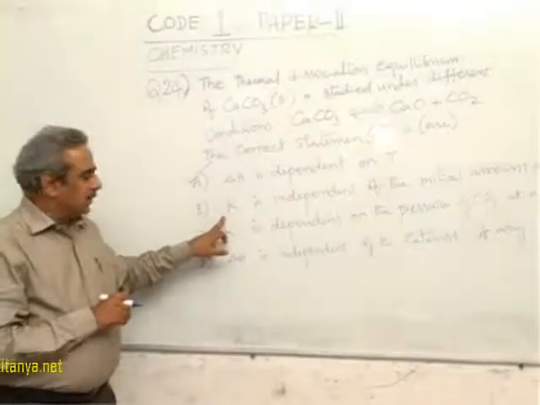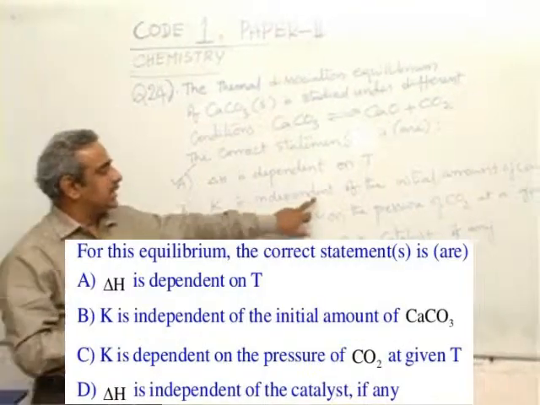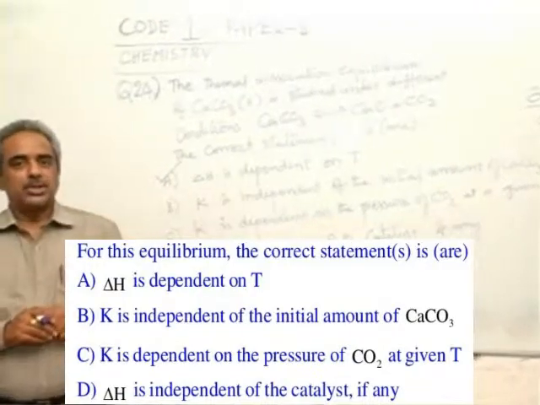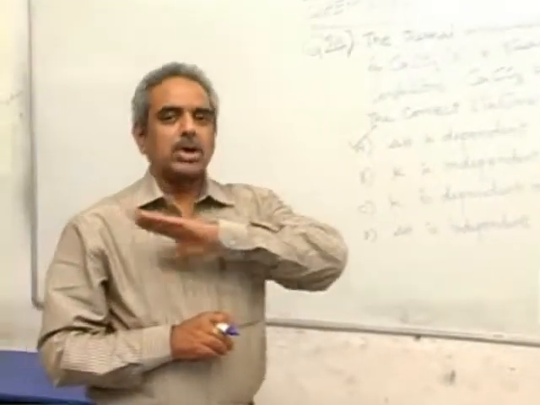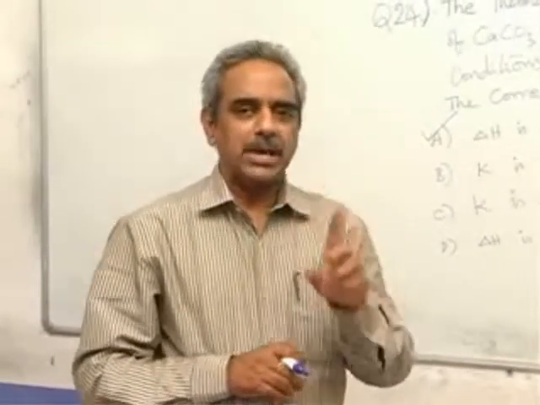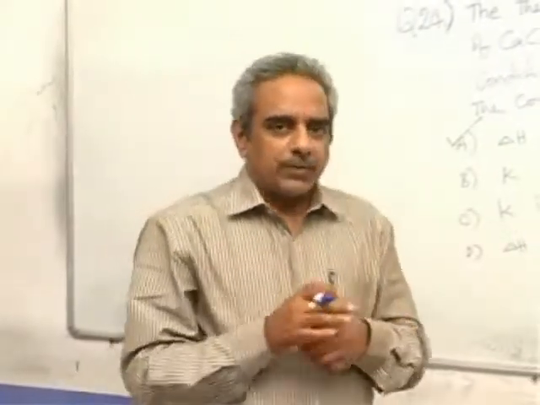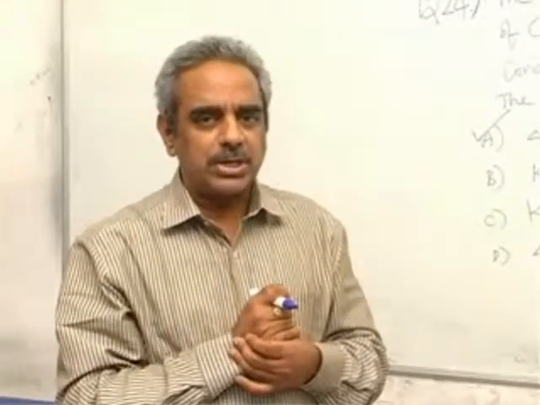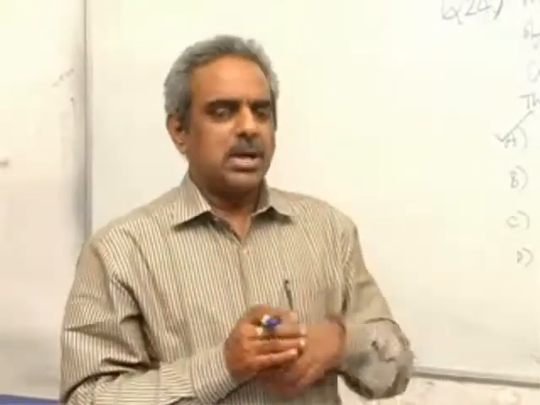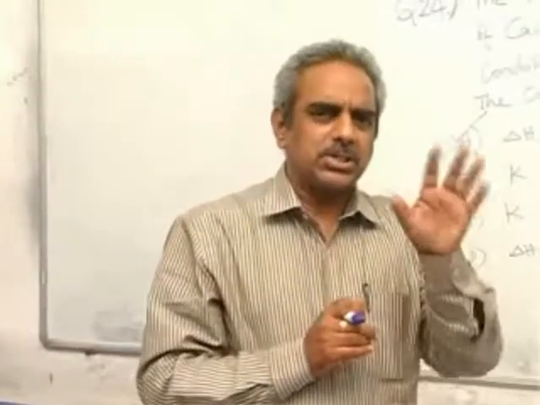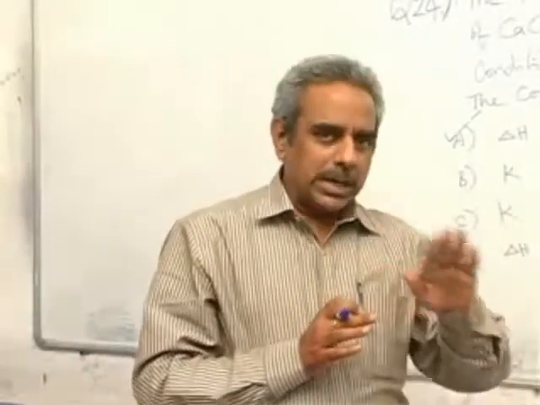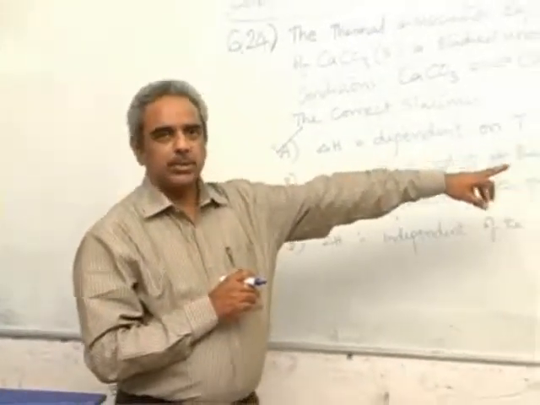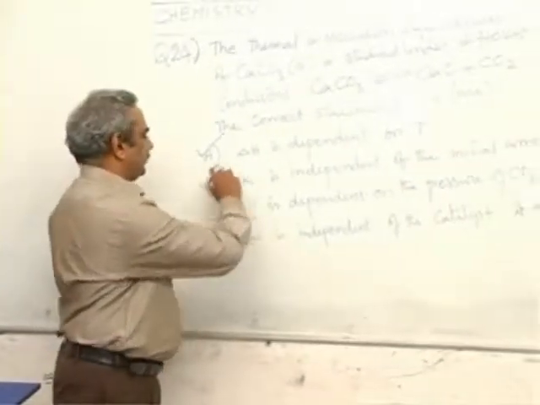Coming to the next statement, he says the equilibrium constant is independent of the initial amount of CaCO3. Actually, the equilibrium constant does not depend on any factor other than temperature. The equilibrium constant is a ratio of forward and backward rate constants, which are dependent on temperature. It depends just on temperature, not on anything else. Hence, independent of the initial amount of CaCO3 is a correct statement.